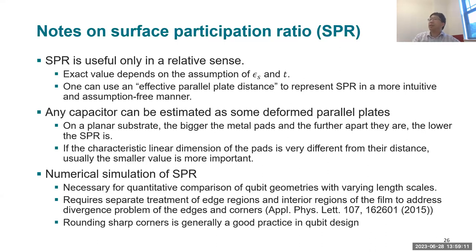It generally doesn't help, because the length scale we are already talking about is tens of microns to hundreds of microns. So the metal thickness on the scale of submicron or even a few microns would be very much approximated as a 2D sheet for these qubit geometries, and it's not going to change the surface participation significantly.